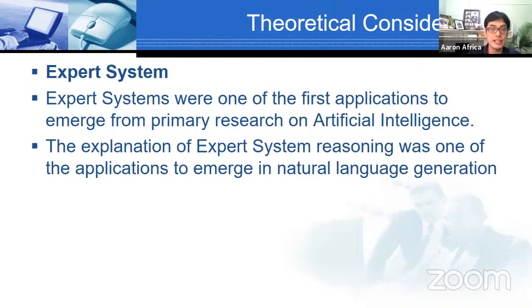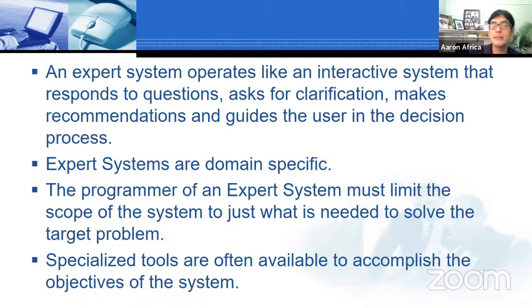Now, theoretical considerations. Just a short background: the expert system was one of the first applications to emerge from the primary research in AI, artificial intelligence. The explanation of expert system reasoning was one of the applications to emerge in natural language generation. The expert system works like an interactive system. It responds to questions and asks clarification. It also makes recommendations and guides the user in the decision process. Basically, an expert system has a GUI. You just enter it, then there are answers. It gives suggestions. Expert systems are domain specific.